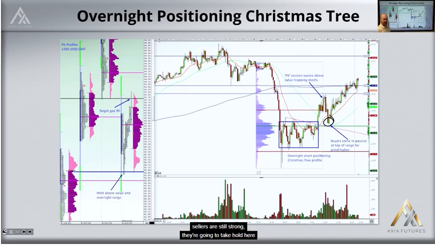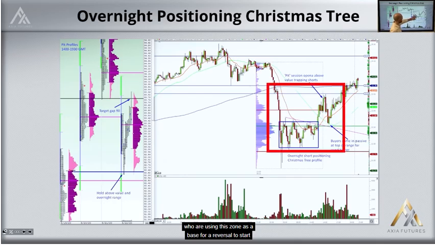So when you trade back, now this is where the interest comes in. If sellers are still strong, they're going to take hold here and continue the move down. But if they're not, this is where sellers trapped in here are going to start buying. They're going to start trying to exit as cheap as they can. And that creates support. This also is where you can then find people who are using this zone as a base for a reversal to start coming in. This is your classic block reversal. So you get the block reversal on the back of the Christmas tree.